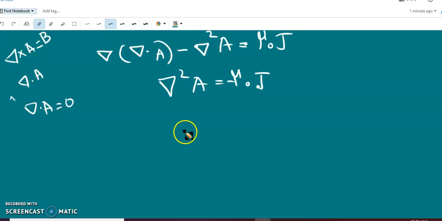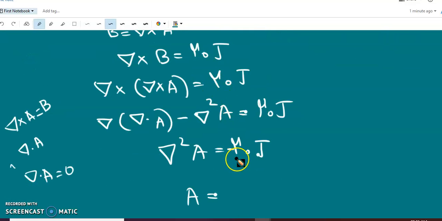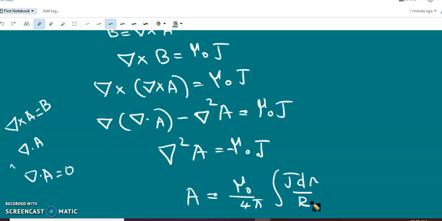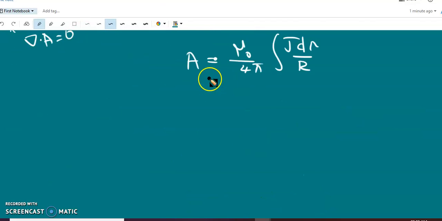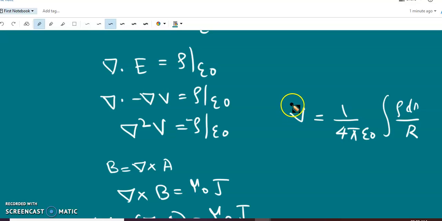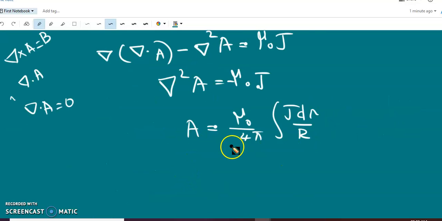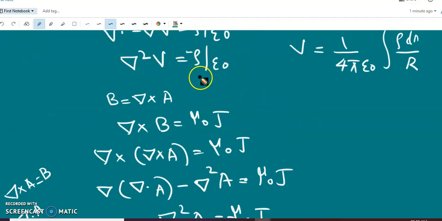The solution of this equation is A is equal to, instead of 1 over epsilon 0 here, we have mu, so mu 0 by 4 pi integral J d tau by R. So this is the expression for scalar potential and vector potential in the static case for electrostatics and magnetostatics. These equations are obtained under static conditions, and they are the solutions of the corresponding Poisson equations. This is the Poisson equation in magnetostatics, and this one is the Poisson equation in electrostatics.